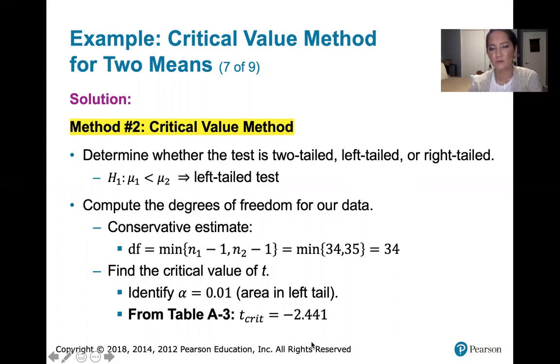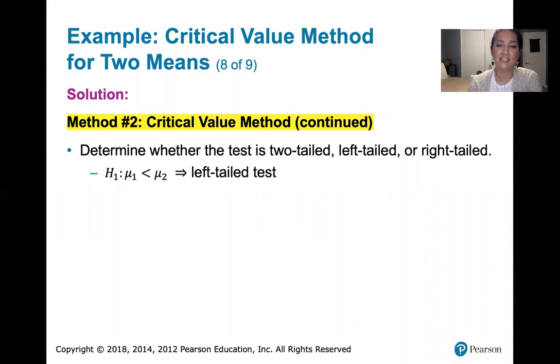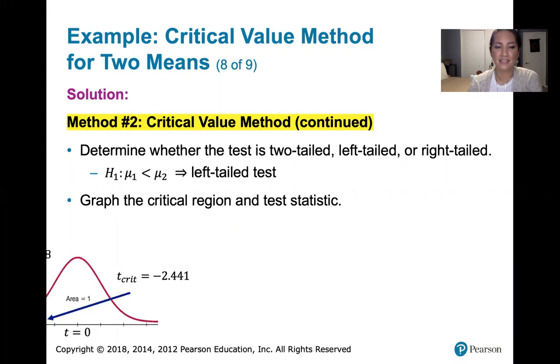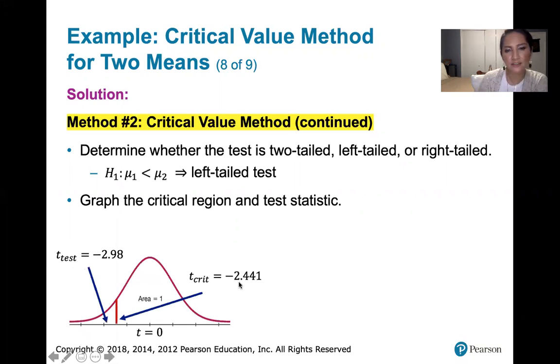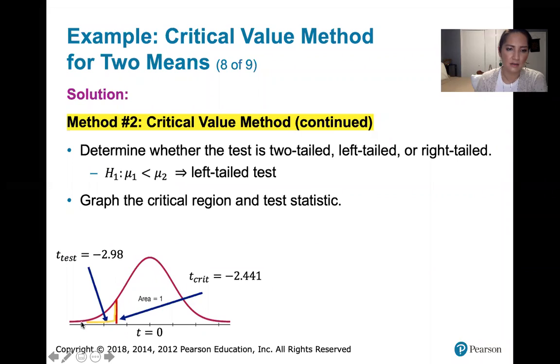So you get that -2.441 from the table. And then you say, okay, if we've got a left-tailed test, let's graph the critical region and the test statistic in it. So our critical t-value is -2.441. That's right here approximately. And the test statistic that we computed earlier was approximately -2.98, so it's a little bit farther out in that left tail. Our critical region is actually this area right here. All of that area is the critical region, and our test statistic is in the critical region. It's right there at that value.